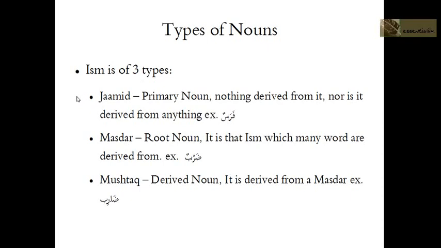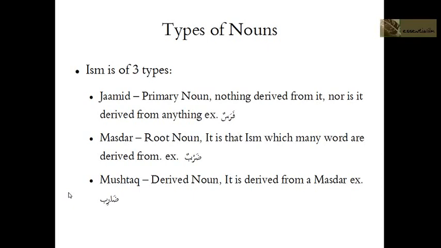Jamid is basically a word that nothing is derived from, and it's not derived from anything. The example would be farasun, which means horse. So there's no verb that comes from horse, anything like that, any other word. Hence it's jamid. Masdar is a root word, okay, and there are words that are derived from it. So darbun means hitting. So like darib would be a person who hits, right? So etc.